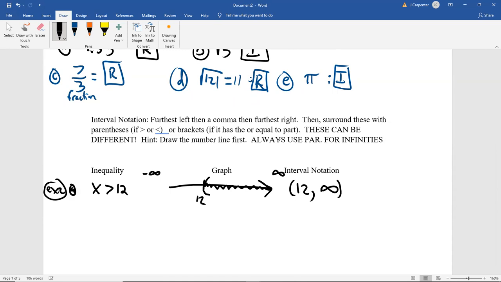And then we'll call that A. Let's do a B, a C, and a D for y'all. So in blue, let's go x is less than 3, less than or equal to 3 actually. X is greater than or equal to 8. And then x is less than negative 20.